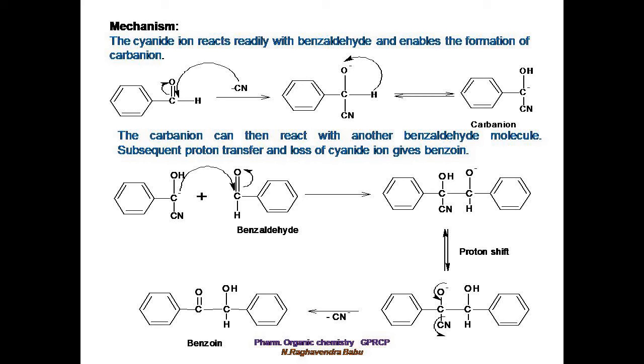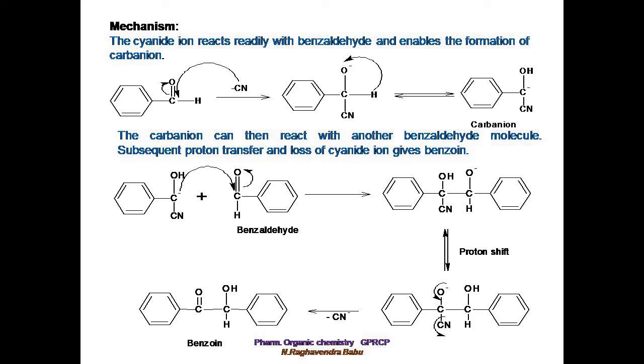You can see the second carbon is having an oxygen atom, where that particular position should get the hydrogen from the beside oxygen atom, and the cyanide group is going to be at the same place. Then the cyanide ion leaves off, and you get the final product called benzoin. So this is the basic mechanism involved in the benzoin condensation.